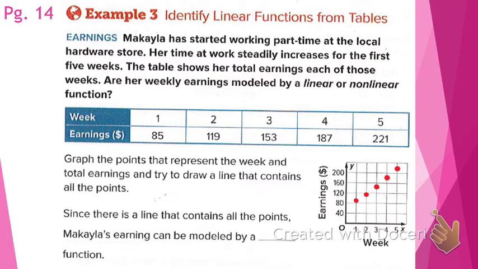But there's another way that you can determine if it's linear by looking at the table. So go ahead and take your calculators. I want you to subtract your Y values for week 2 and week 1. So take 119 minus 85. You get 34. Now I want you to test that, because this should always be 34. So take 119 plus 34. What is 119 plus 34? Do you get 153?